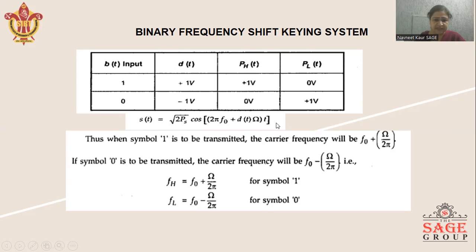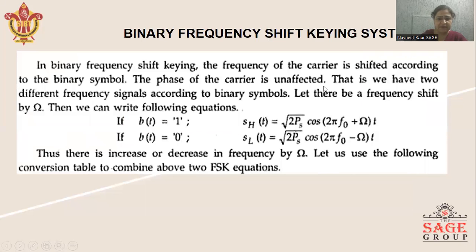Now, we can represent the BFSK system equation in the generalized form as root 2Ps cos(2 pi f0 + d(t) omega)t. Now, when the message is 1, d(t) is 1. In that case, 2 pi f0 plus omega will be the frequency of the carrier. Whereas when the message is 0, d(t) will be -1, so here we will have minus omega. So here the carrier will be transmitted at 2 pi f0 minus omega frequency. So this is the same representation as we have discussed in the previous equations.